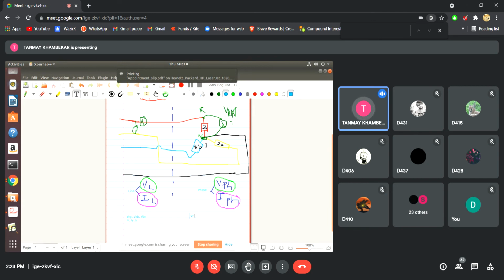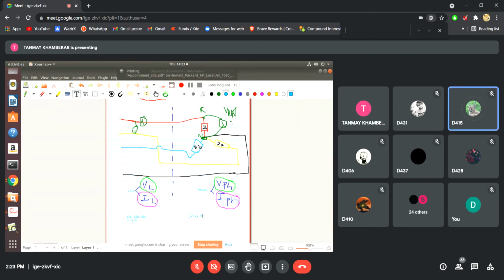Okay students. What name will I give to the second voltage? One end to Y, another end to neutral. So what name will I give? VY. Third voltage, what name will I give? VB. Okay? Current.